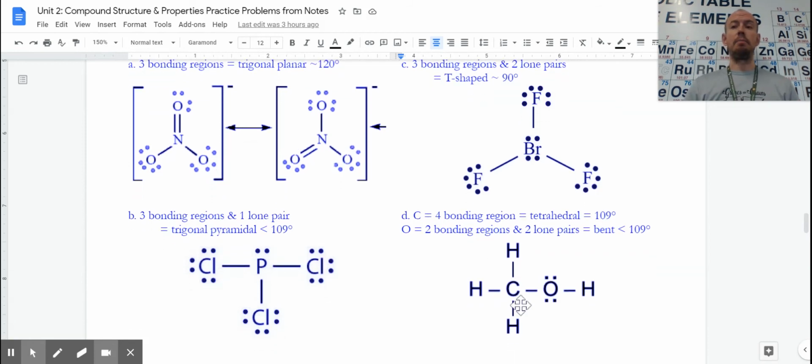Right here is a great example of how we can have multiple central or multiple internal atoms. Carbon has 1, 2, 3, 4 electron regions around it. All of them are bonding. That is tetrahedral. It's about 109.5, but oxygen is still inside our molecule. There's a bonding region, lone pair. So 2 and 2 gives me that bent shape that's about 109.5, but because of the extra repulsion from the lone pairs, it's a little bit less than 109.5. So it's very common that you could be asked about different central atoms and their shapes within a larger molecule.